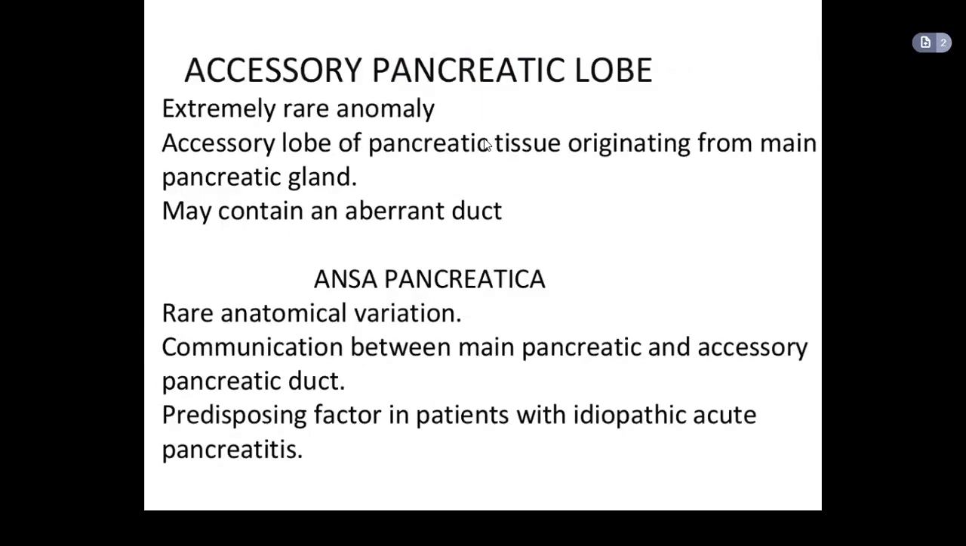Accessory pancreatic lobe is an extremely rare anomaly. Accessory lobe pancreatic tissue originates from the main pancreatic gland and may contain an aberrant duct. Ansa pancreatica is a rare anatomical variation, a communication between the main and accessory pancreatic ducts. It is a predisposing factor in patients with idiopathic acute pancreatitis, where the cause is unknown. So the pancreas is very important from the examination point of view.